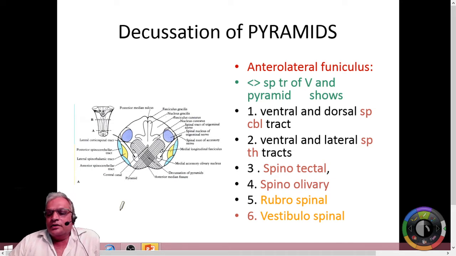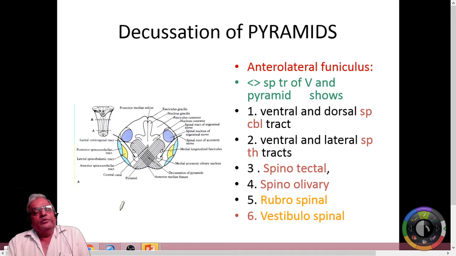Then you have the spino-olivary tract and tracts that come down. Those are the descending tracts, which are the rubrospinal tract and the vestibulospinal tract. These you will have to do some homework on and find out where exactly they're located. So this takes a little bit of memorizing.